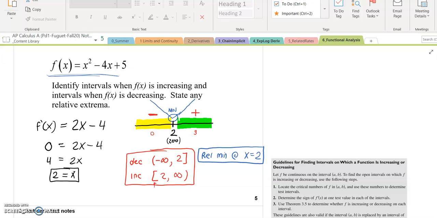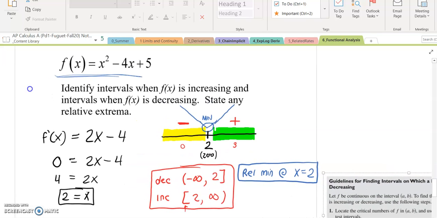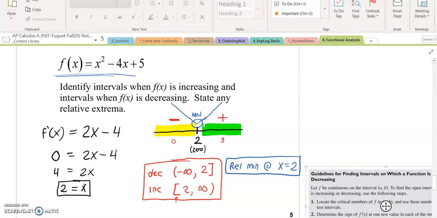This is Mr. Fugay, and in this video we are going to look through a few additional examples of how we can use the first derivative to identify increasing and decreasing intervals as well as relative extrema. So here's the first example that we had done in class today for those who were in class.